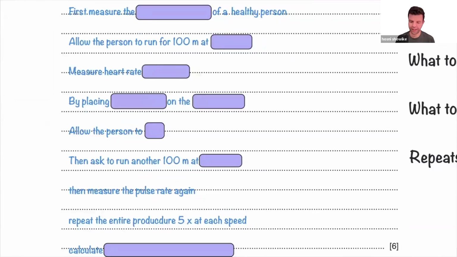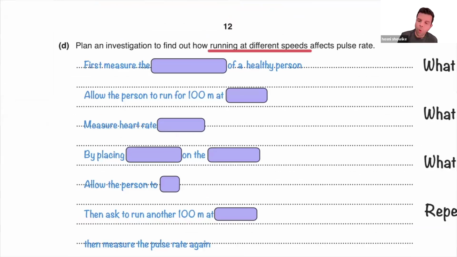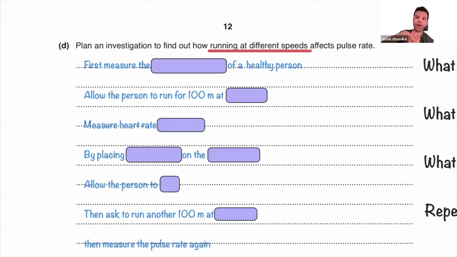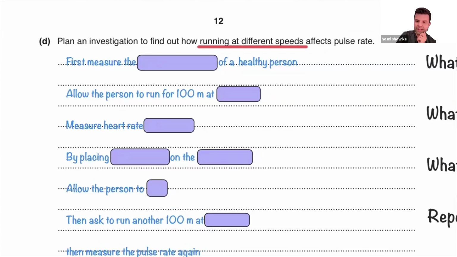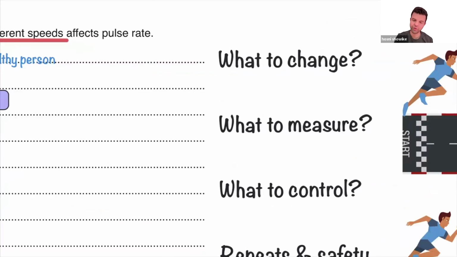Okay, next and last is this one. They said plan an investigation to show how running at different speeds affects pulse rate. Okay, always with these questions, I ask myself 4 questions. I plan before I write. I don't write unless I know exactly what I am going to write and in what order. So again, they said here, different speeds and pulse rate. So what's your independent variable? What are you changing? I am changing the speed. What am I going to measure? I'm going to measure the pulse rate.